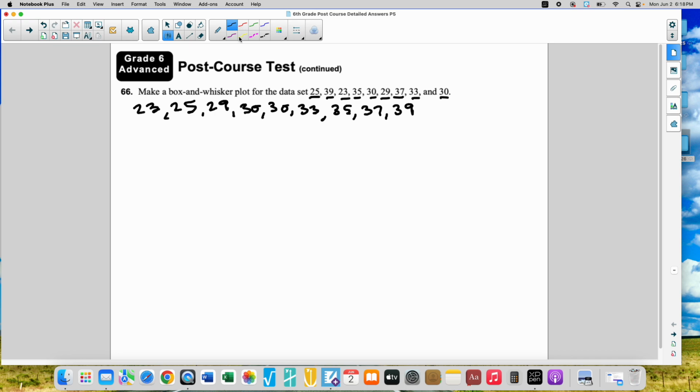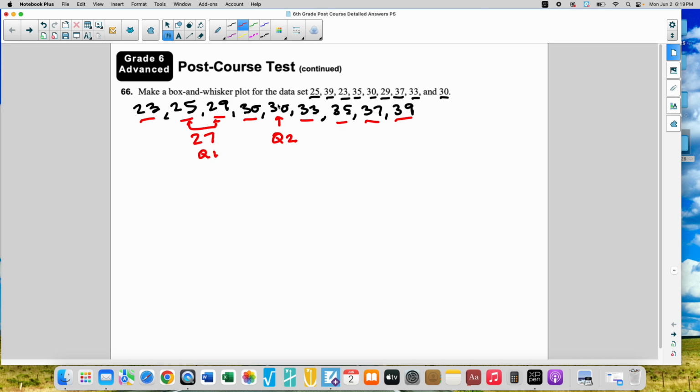Now we have to find the median, the middle number. So outside 1, 2, 3, 4, and 30 is going to be our Q2 or our median. And now we take this set of numbers and we're going to find the middle of these two numbers. So we add them together and divide by 2. And that is going to be 27. That is going to be Q1, right?